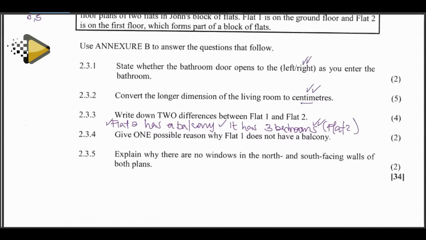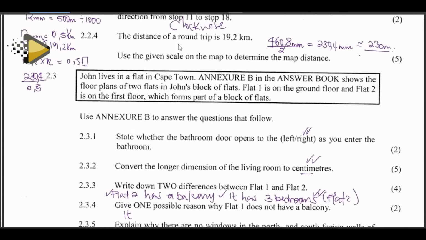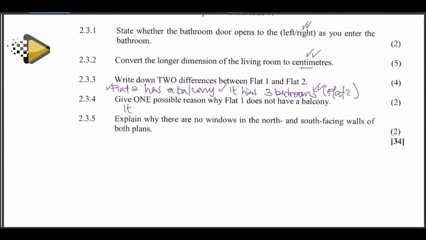Give one possible reason why flat 1 does not have a balcony. The reason it doesn't have a balcony, they told you here. Flat 1 is on the ground floor. So ground floor cannot have a balcony, right? That's why it is on ground. It's a ground floor. Together.